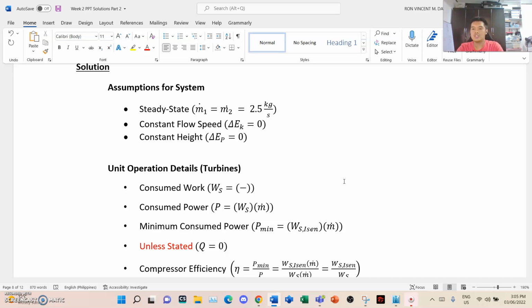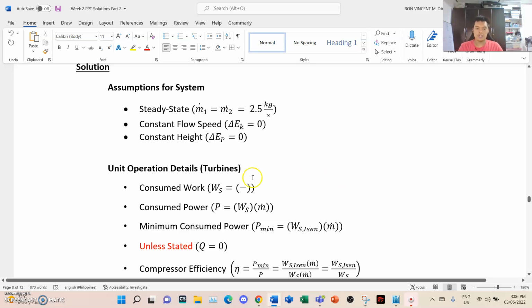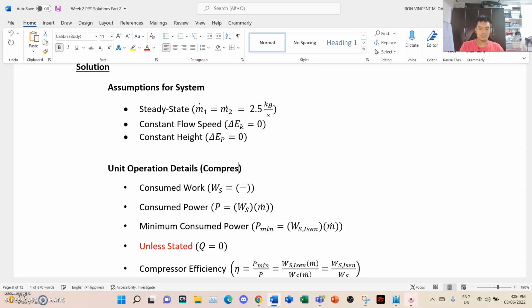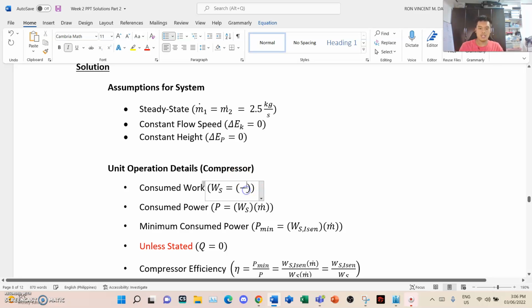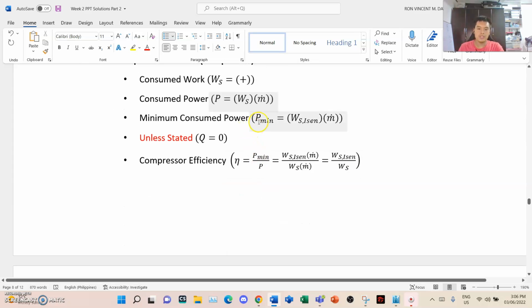Now the unit operation details for compressors specifically. Work for compressors is consumed. This means that it is positive in nature, not negative, and its power is also consumed. So in order to find power, we simply multiply the shaft work by the given mass flow rate. Then the minimum consumed power is simply the isentropic shaft work times mass flow rate. And it is already stated by its adiabatic condition that Q equals 0.